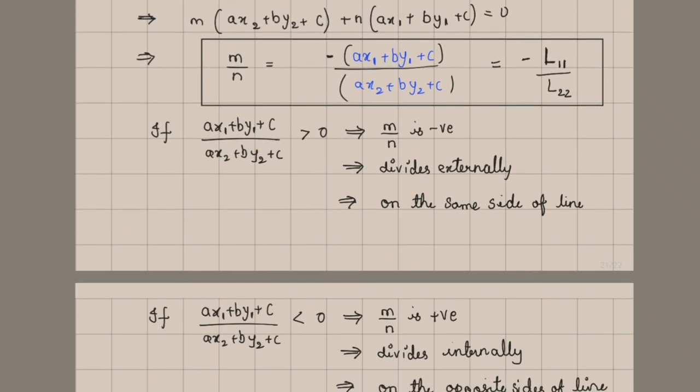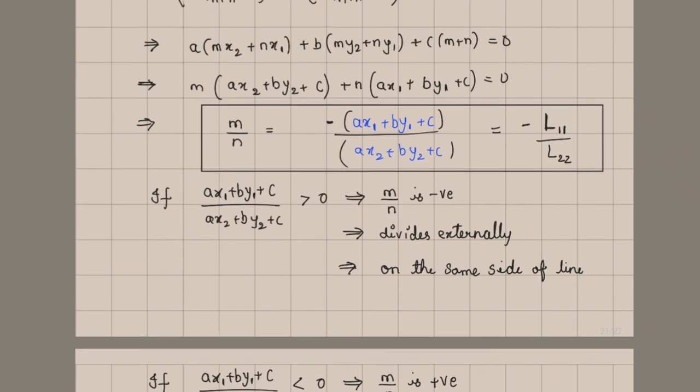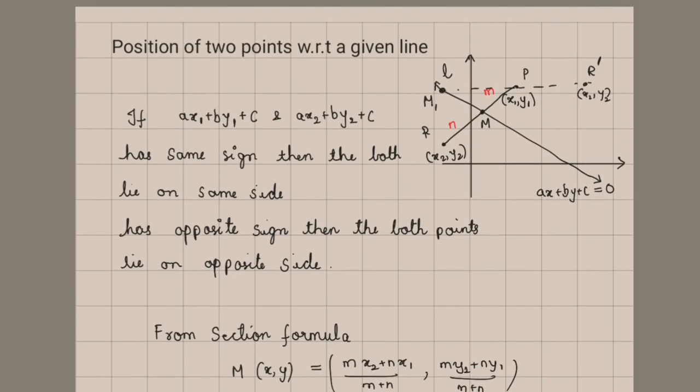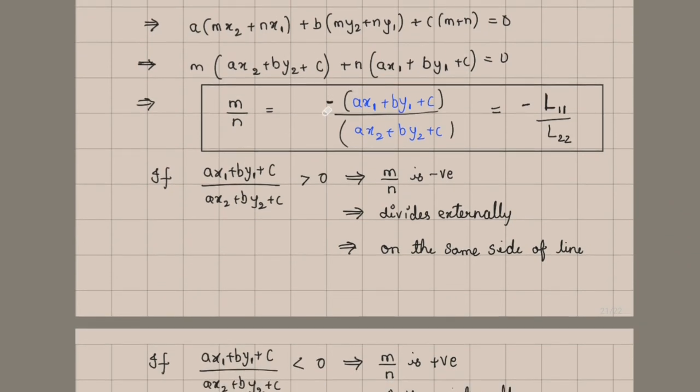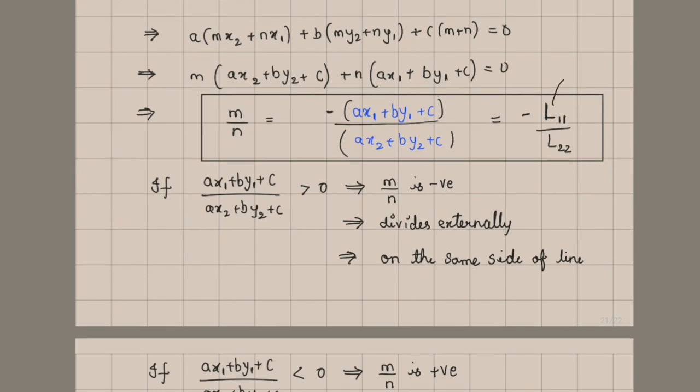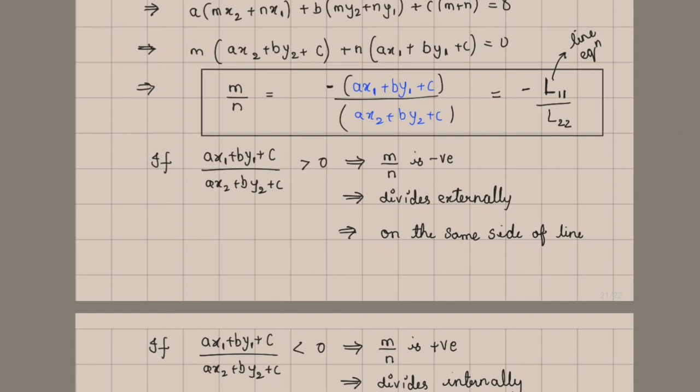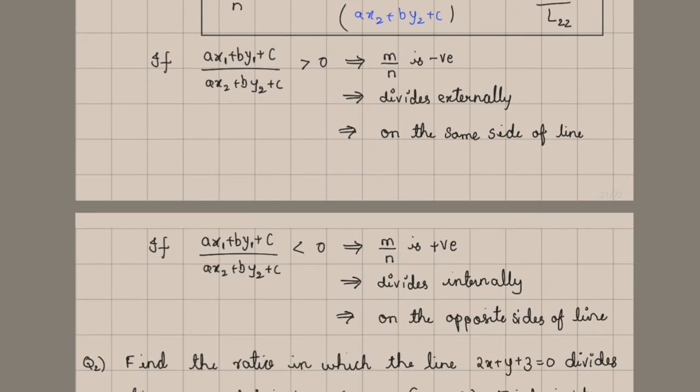See, we got the same thing by doing this formal proof using the section formula, where m by n is the ratio minus of ax1 plus by1 plus c by ax2 plus by2 plus c, which is nothing but minus L11 by L22, where L is the line equation. So if both have the same sign, which means the product is greater than 0, this gives m by n as negative, which divides externally, which means on the same side of the line. Similarly, if both are of opposite sign, this gives m by n as positive, which divides internally, which means opposite sides of the line.